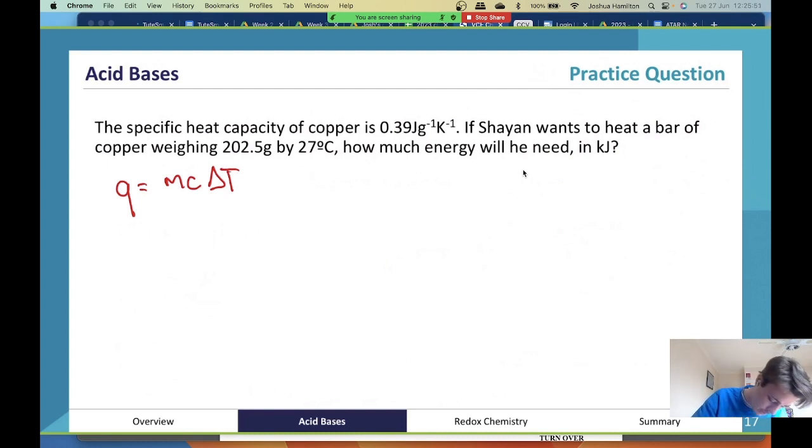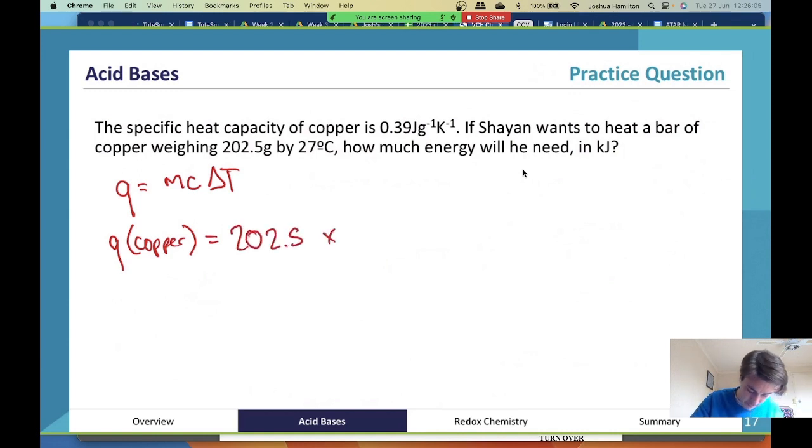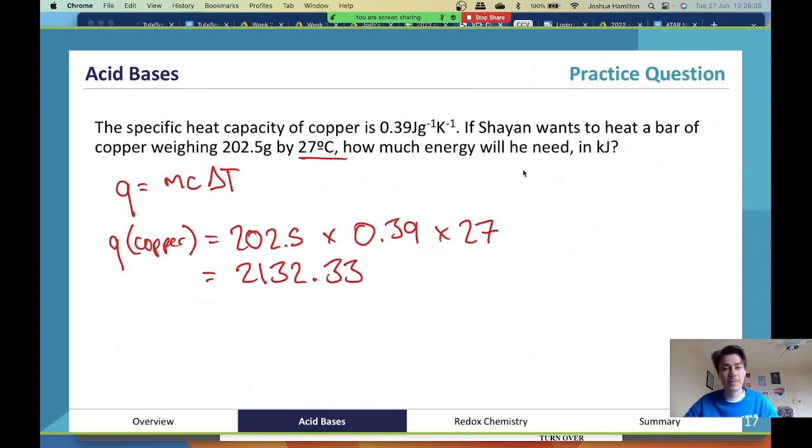So what we're going to do is we're going to say Q of copper is essentially what we're working with, is equal to the mass, 202.5 times by 0.39 times by our change. We want to heat it by 27 degrees Celsius. It hasn't told us what we start or what we finish at. It just says we want to heat it by 27. 27 is going to go in there because we don't need to convert to kelvins. So we put that in. We will get an answer of 2,132.33. We're just going to put down our 2 decimal places for now. But what's really important is this is joules.